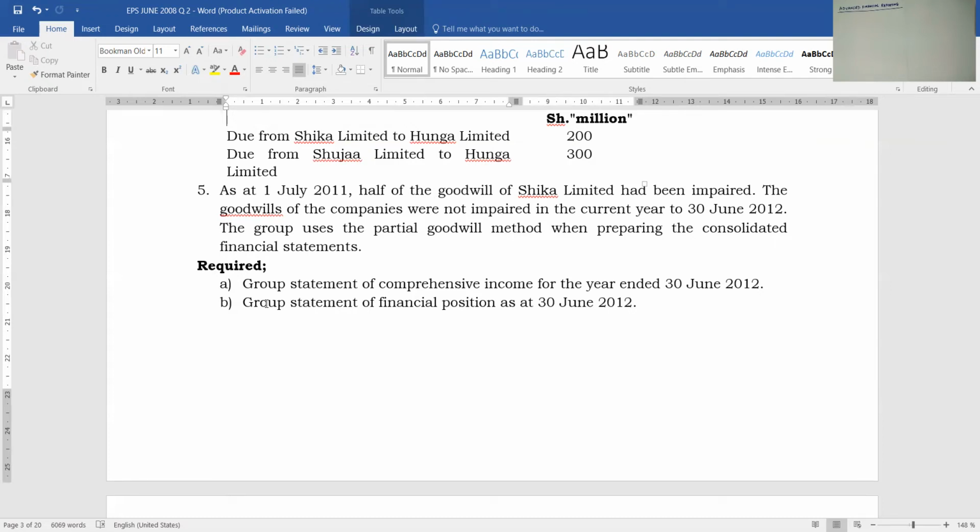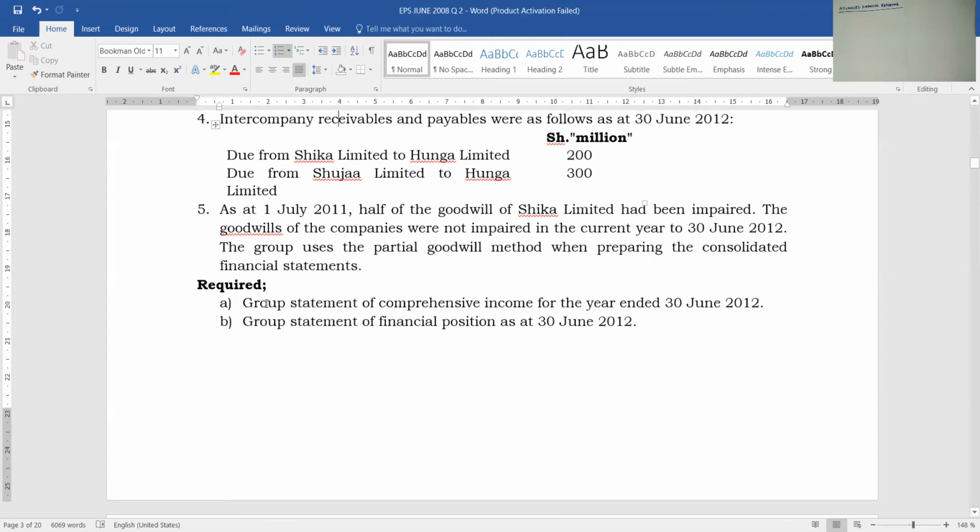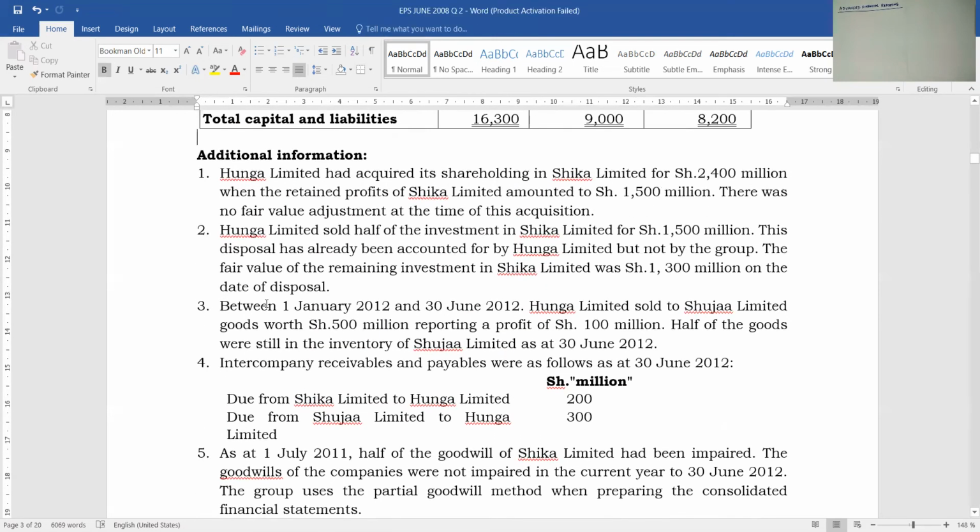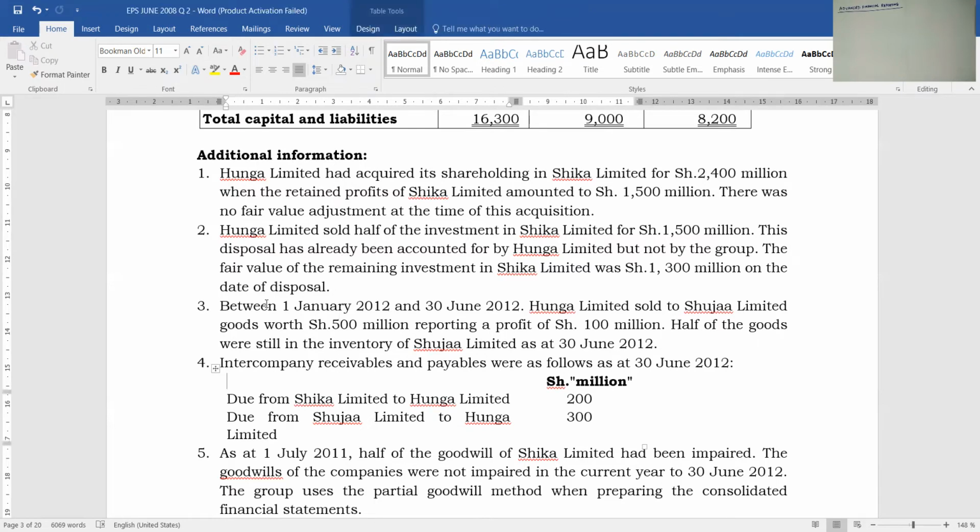So in this question, under additional information, you can't see anywhere they provided the fair value of non-controlling interest. So automatically, even if they had ignored telling us to use the partial method, we could have known, because we were never provided with the fair value of non-controlling interest. That is fine. So we can start the question.